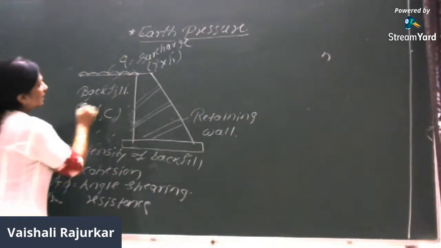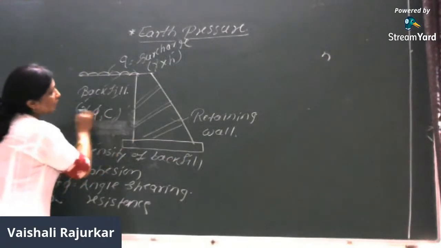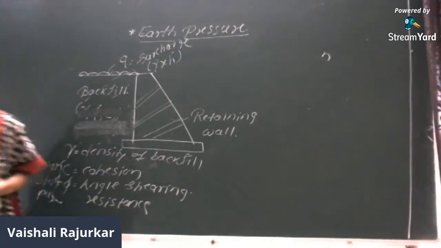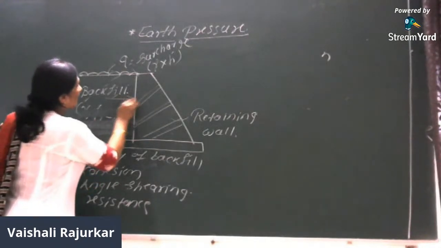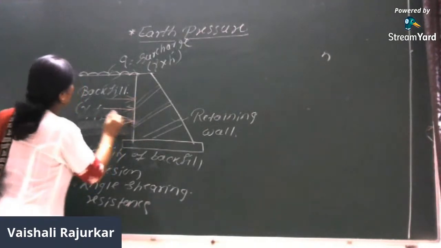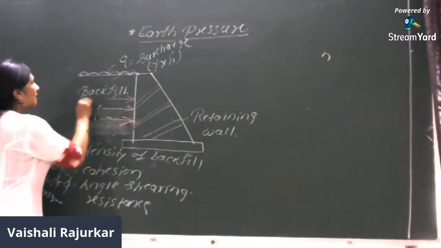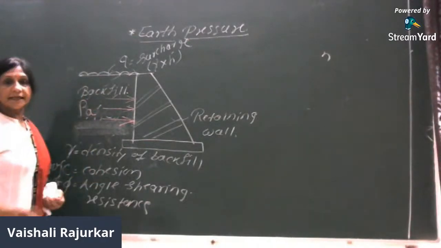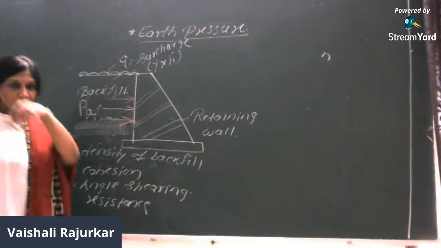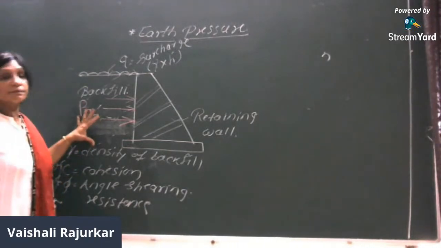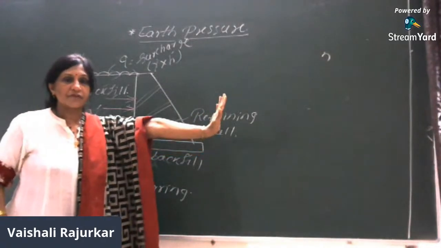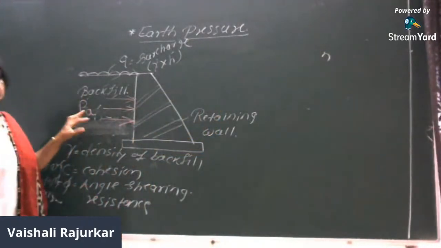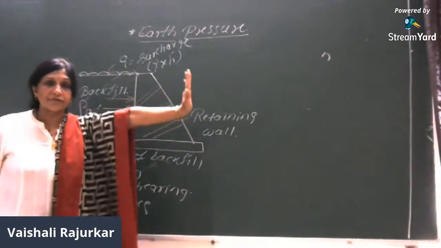Now here, the soil is subjected to pressure. This is an unsupported soil mass, which is always subjected to some pressure, and that pressure is called the active earth pressure, denoted by PA. This active earth pressure will try to push the wall away from the backfill.